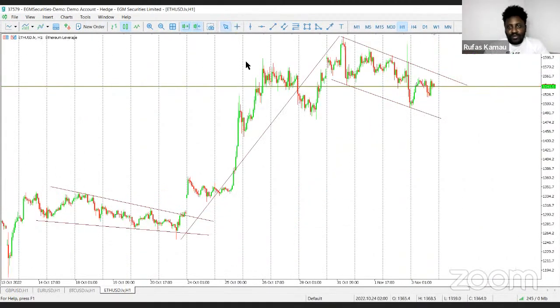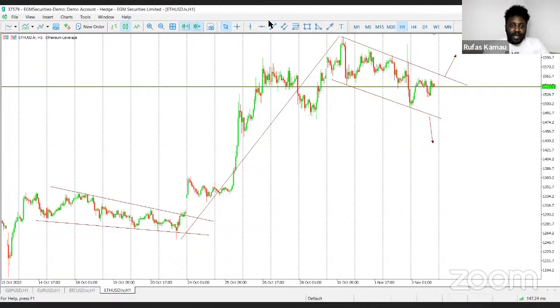So after this it moves into a sideways movement, or what looks like a flag. If this is the flagpole, this is the flag, then we are mostly waiting for a breakout. So if there's a breakout, let's say towards the upper side, then we go for a buy trade. If the breakout is to the lower side, then we go for a reversal short selling trade. So it becomes very easy to trade these crypto CFDs once you understand your technical analysis as well as your patterns. If you have a couple of indicators that have been working well for you, then you can combine these in order to strike a good trading signal.